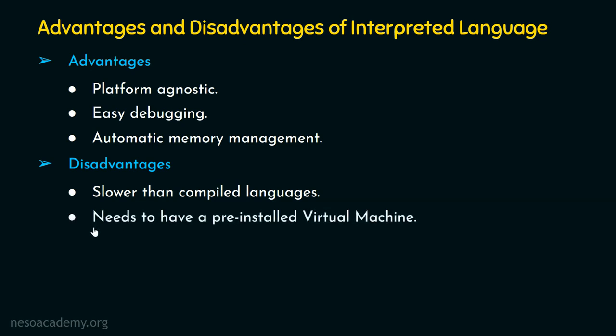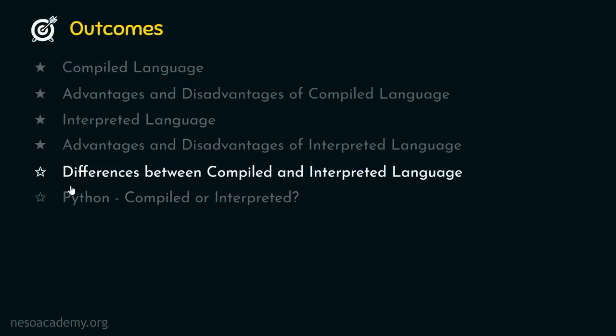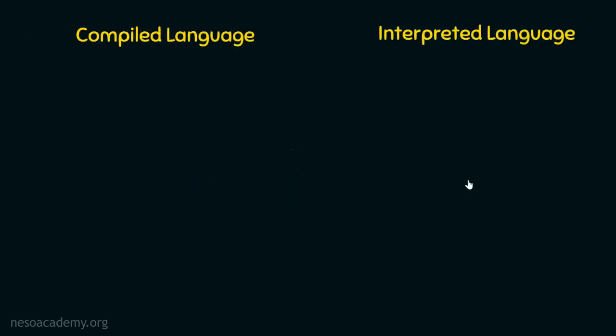Another disadvantage is that interpreted languages need to have a pre-installed or dedicated virtual machine. This virtual machine will be needed in order to process the interpreted language code. So we saw what are the advantages and the disadvantages of interpreted language. Now that we have learned about compiled language and interpreted language, let's now compare them and see the differences between compiled and interpreted language.